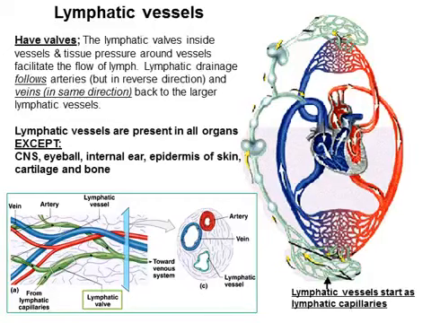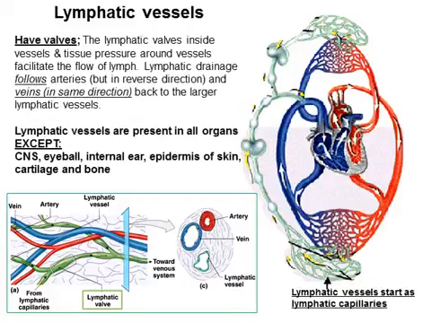In addition, you need to know that if you compare the flow of the lymph in the lymphatic vessels with the flow of the blood in the veins, you will see that the flow of the blood in the veins runs in the same direction as the flow of the lymph in the lymphatic vessels. So the flow of the lymph in the lymphatic vessels is in the same direction as the flow of the blood in the veins, but it is in the opposite direction of the flow of the blood in the arteries.